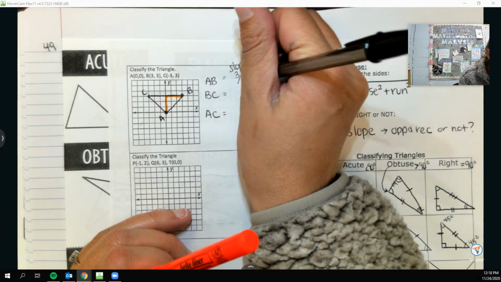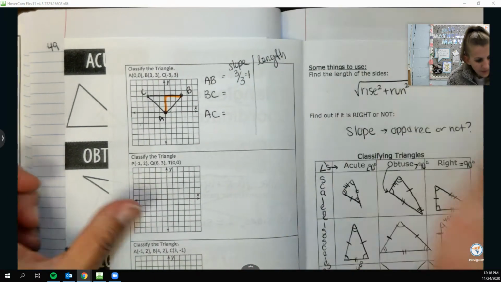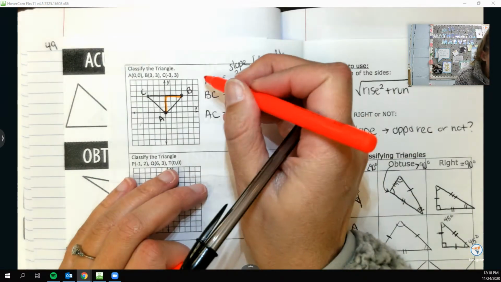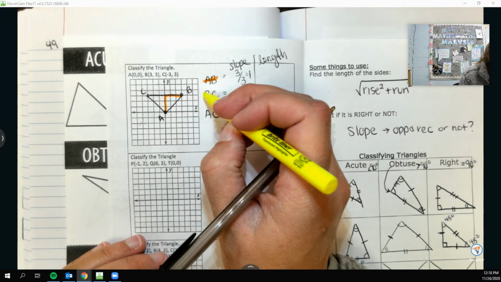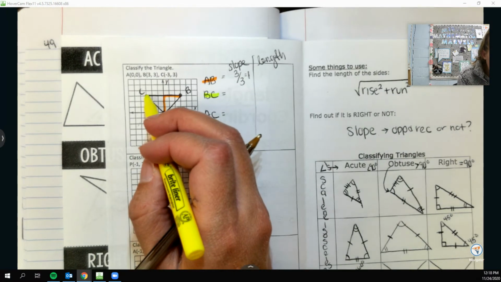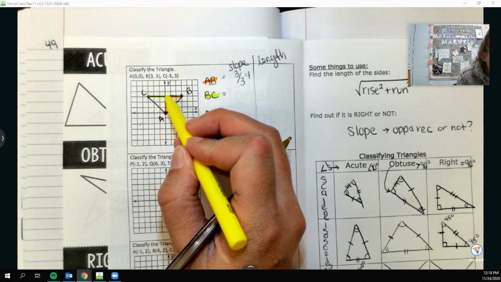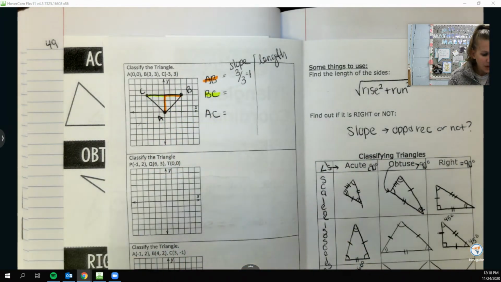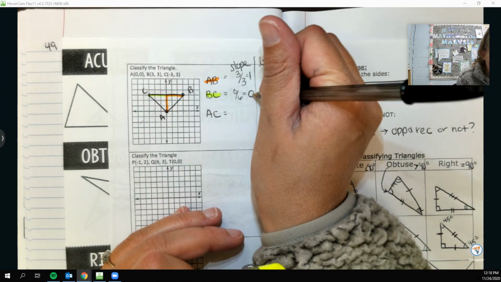Up 1, 2, 3 over 1, 2, 3, which is really just like low-key 1. Boop. Then I'm going to find the slope of BC. Now BC, I have to actually start at C and walk to B, so I don't go up at all. I just run 6. So I went up 0 over 6, and 0 over anything is 0.